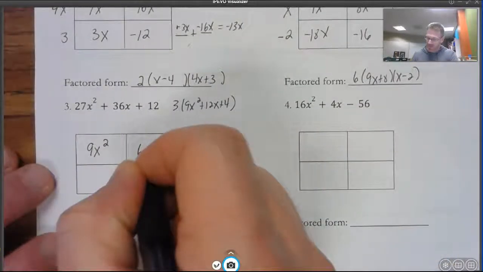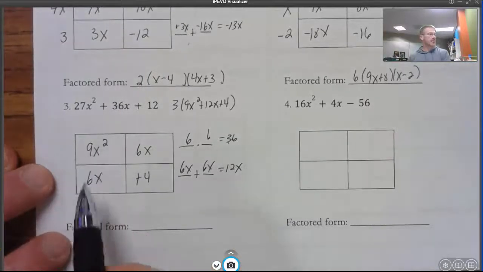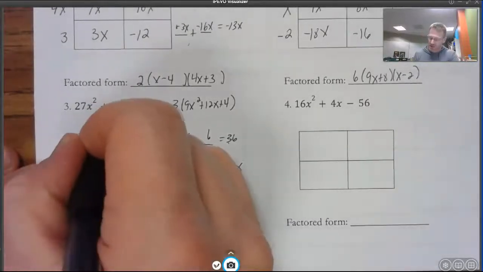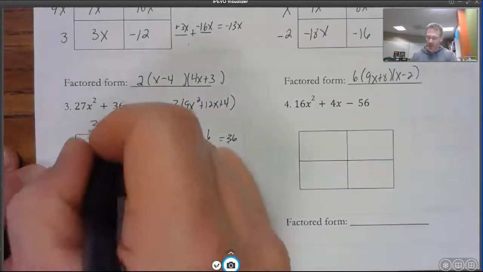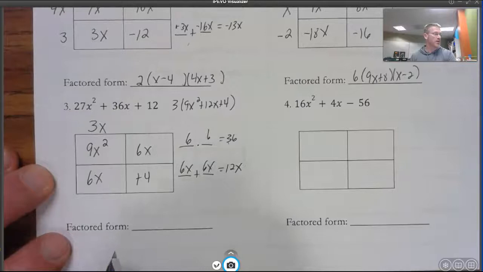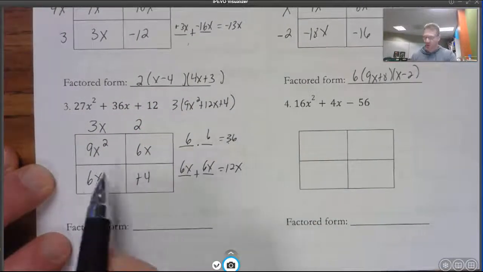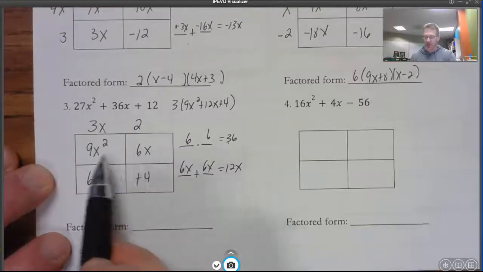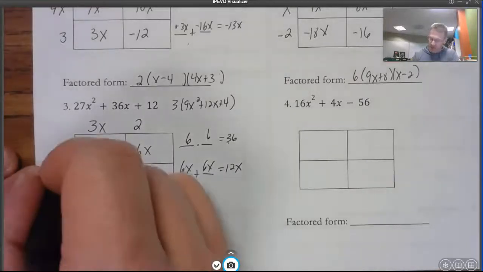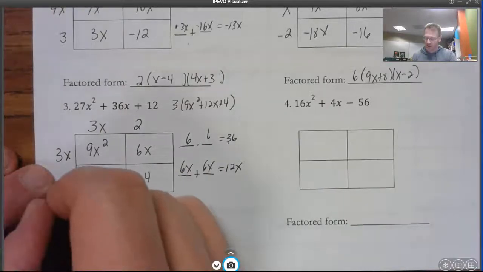So 6x and 6x. Looking at our first column here, the biggest number that goes into 9 and 6 is 3, and they both share 1x. When I look at my second column, the biggest number that goes into 4 and 6 is 2. They don't share any x's. Looking at the next row, same thing. I have a 9 and 6 again, that's going to be a 3, and they both share 1x. And then 6x and 4 again, we know that they share a 2.